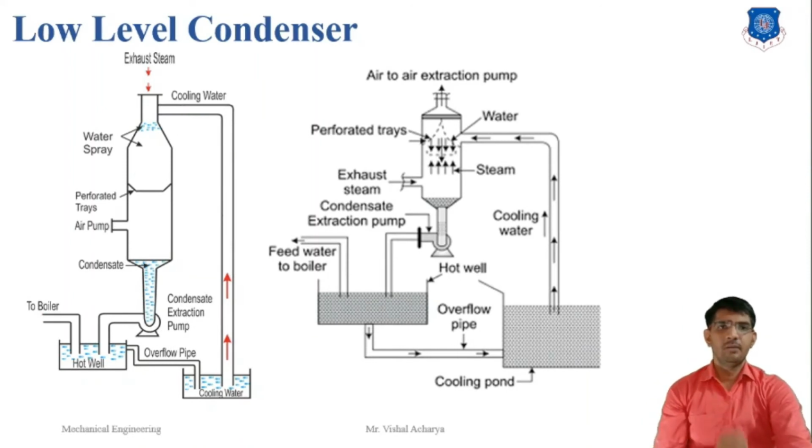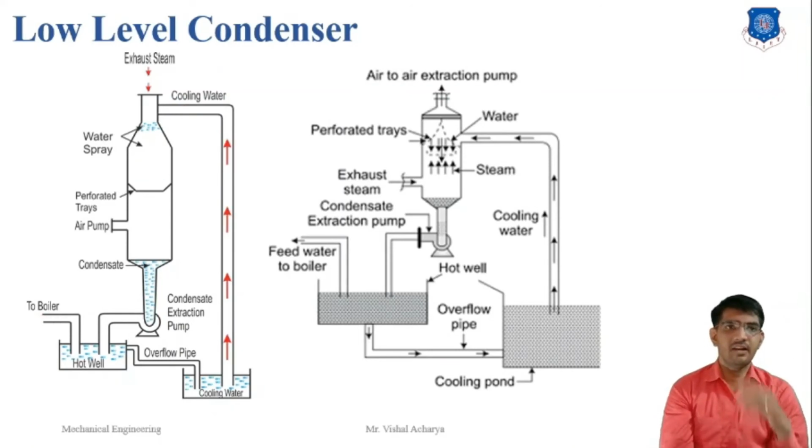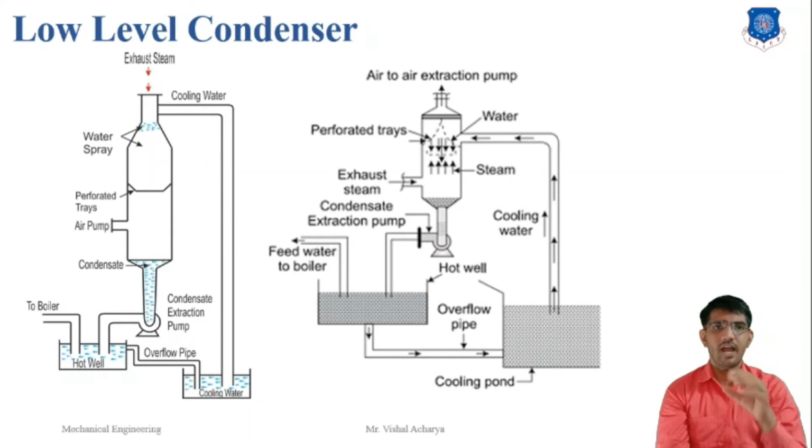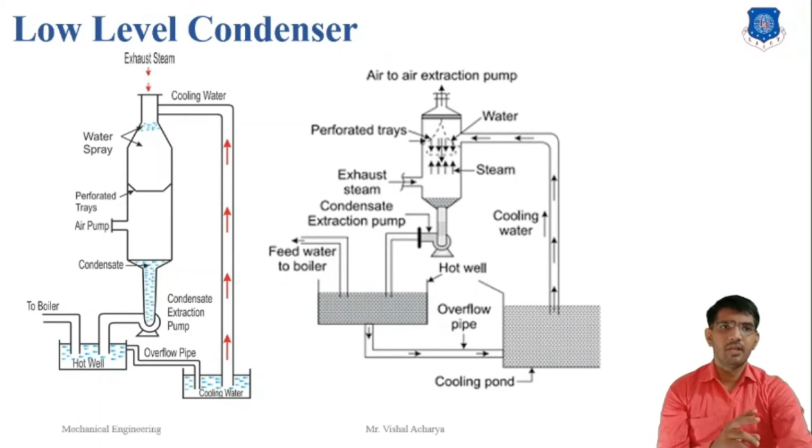In the first figure, the parallel flow jet condenser, the steam and water enter the condenser at the top and leave at the bottom. The cooling water and steam enter at the top, and both mix with each other. The steam condenses, and the condensate, cooling water and air move downward and are removed by two separate pumps known as the air extraction pump and the condensate extraction pump. The condensate pump transfers the condensate to the hot well, and the extra water flows to the cooling water tank or pond through the overflow pipe.